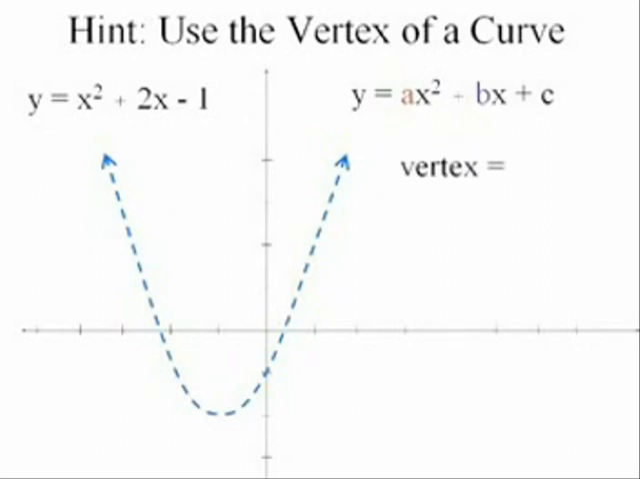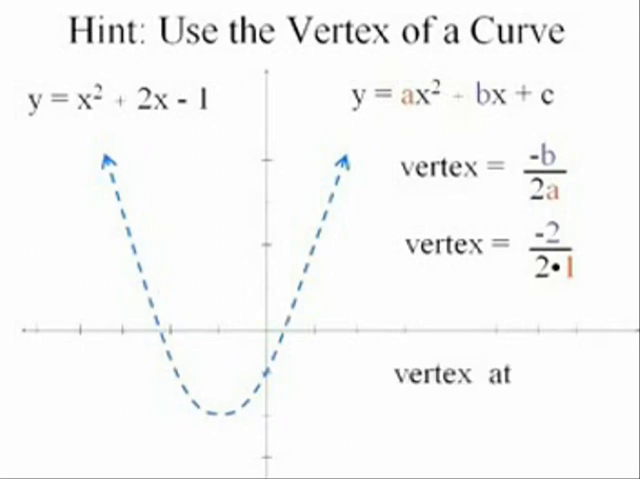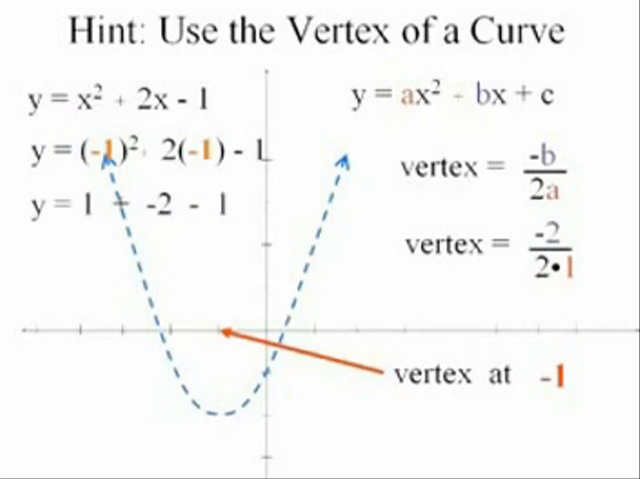Do you know that the vertex will always be at negative b over 2a? In this case, the vertex will be at negative of 2 over 2 times 1, it'll always be at negative 1. Now that's the x. How do you know what the y will be? Well, put negative 1 into the formula, and it tells you what the y is.